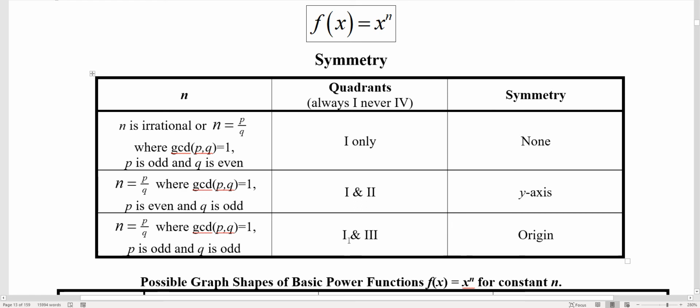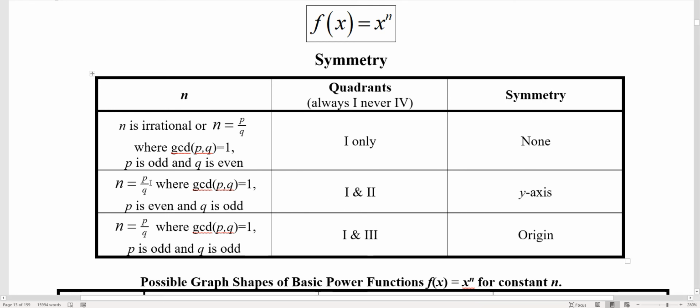So let's take a look. Let's start down here at the bottom. If you can make it into a fraction where it's reduced, that's the greatest common divisor of the numerator and denominator, p and q, is 1, so it's a reduced fraction. If they're both odd numbers, then you've got a negative number to the p power, which is negative to an odd, and you take an odd root of a negative, you get a negative. So that says negative input gives you negative output. That turns out to be quadrants 1 and 3, and it turns out to have a rotational symmetry about the origin of a half circle, pi radians, 180 degree symmetry about the origin.